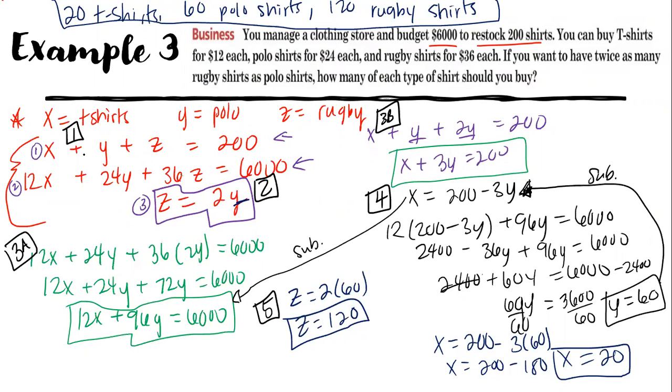And then step 6 would be to check it, which you can. 20 plus 60 plus 120 is 200. 2 times 60 is 120. And then that one you can also check. But since the first 2 checked out, I'm in good shape. Okay. And then that concludes this.